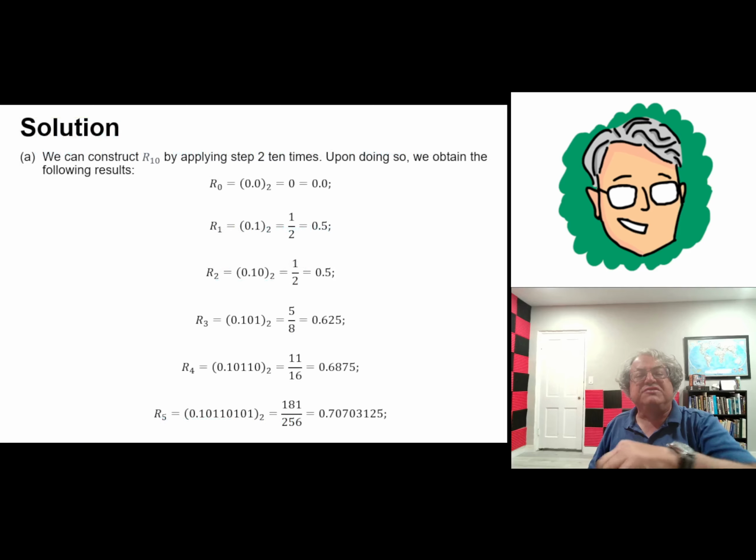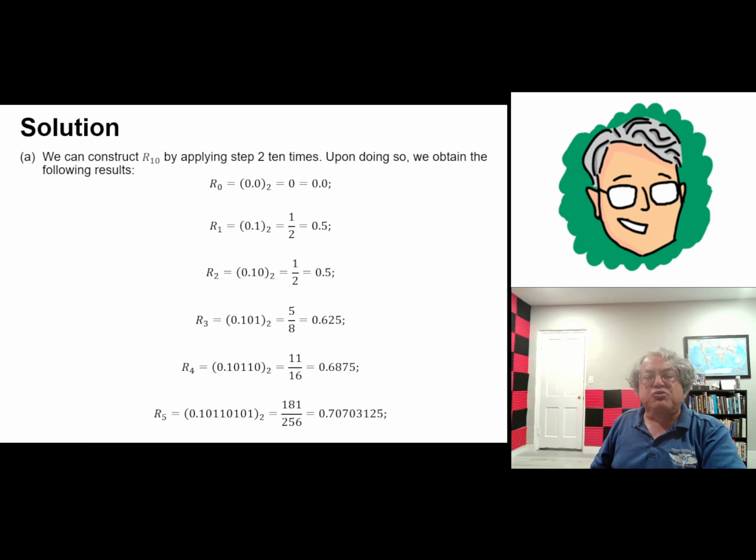But anyway, so how do we solve this problem? Well, here, this is part A, we can just apply the recursive procedure. So step one just says R0 is 0, which we write in binary as 0.0, and I'm writing a subscript of 2 after each of these binary numbers. You can think of these as binary decimals, just a binary representation of R sub n. So our R0 is 0, the way we define it, and that's 0.0 in base 2.